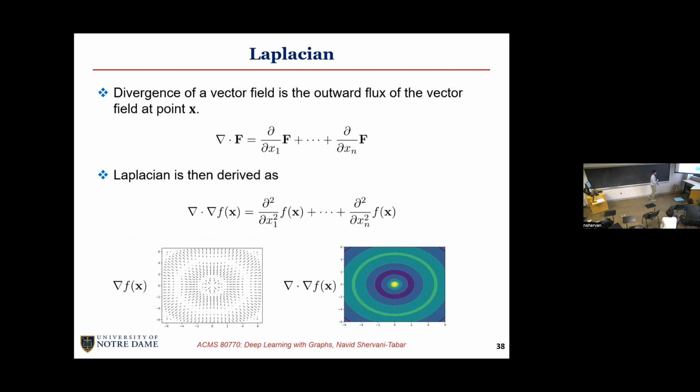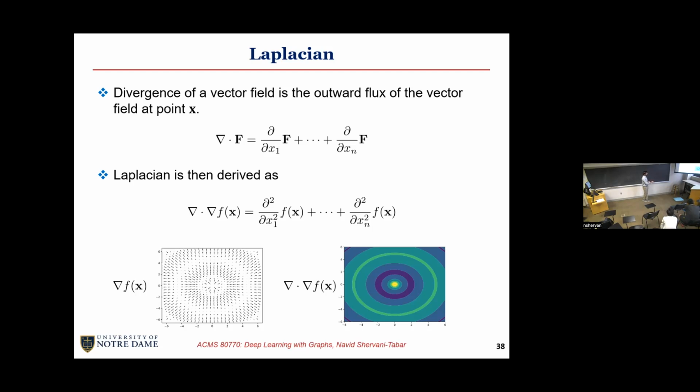Divergence, as opposed to that, takes a vector field and gives you some scalar. So the divergence is a dot product of this operator with that vector field. It's summing over all the derivatives of that vector field with respect to the different input variables. And when we apply the divergence to the gradient, we get the Laplacian.